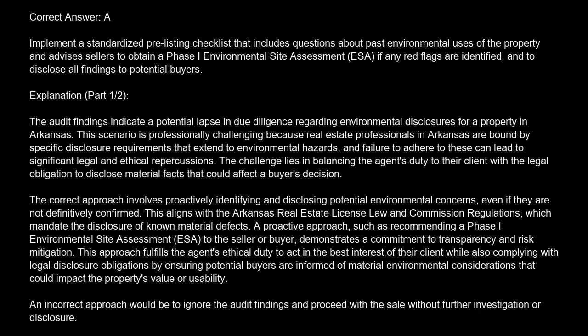Explanation. The audit findings indicate a potential lapse in due diligence regarding environmental disclosures for a property in Arkansas. This scenario is professionally challenging because real estate professionals in Arkansas are bound by specific disclosure requirements that extend to environmental hazards, and failure to adhere to these can lead to significant legal and ethical repercussions. The challenge lies in balancing the agent's duty to their client with the legal obligation to disclose material facts that could affect a buyer's decision.